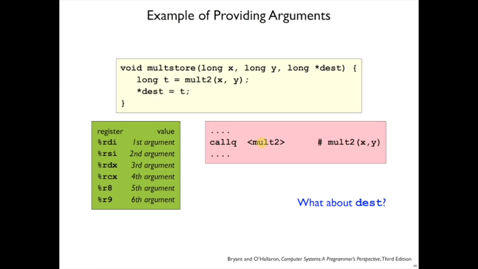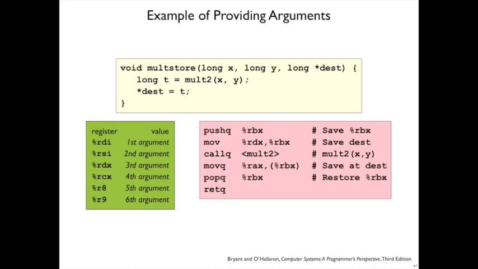In a sense, yes. The problem is that molt2 might call some other functions and might mess with this register rdx, but we need the value dest after we come back from molt2. So that's why the full code actually looks like this. We move rdx, that is the value of dest, into the rbx register, and then after molt2 is called, that value in the rbx register is still there, and so we can move the result t for molt2 into the memory that rbx points to.